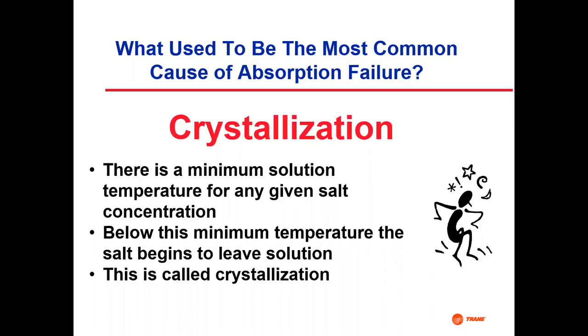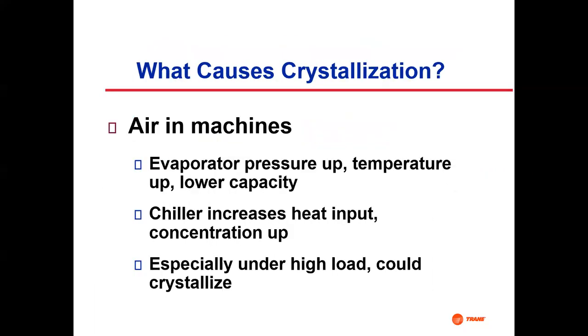So there are different things that can cause temperatures to go a little bit low in the machine. And if that strong solution falls below this minimum temperature, salt leaves solution, and we have a problem. So what can cause this?